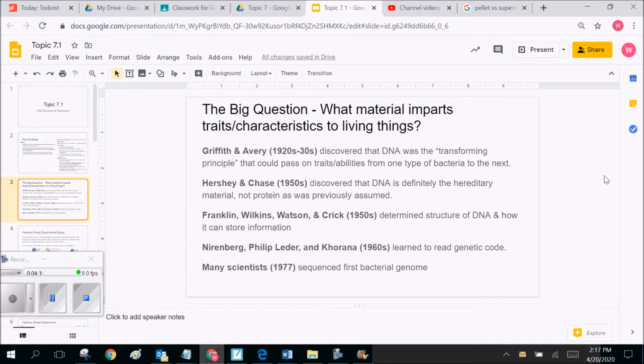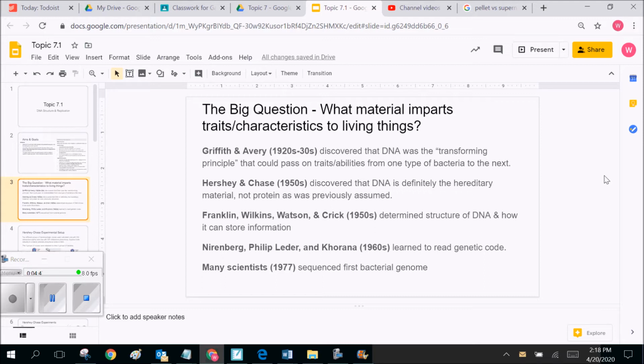Nirenberg, Philip Leder, and Khorana in the 1960s learned to read the genetic code within DNA. They learned to translate it into the language of proteins, because if you remember, DNA is basically instructions that are eventually translated into protein. And then many scientists in 1977 were able to sequence the first bacterial genome, which allowed them to study how a lot of these mechanisms work and gave us the underpinnings for a lot of what we understand today.